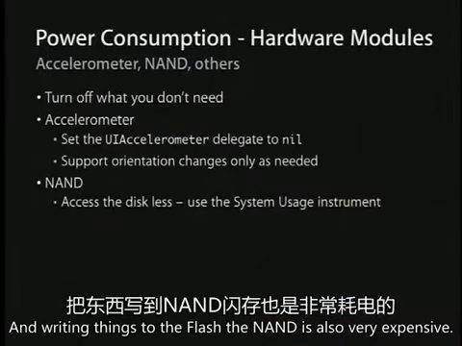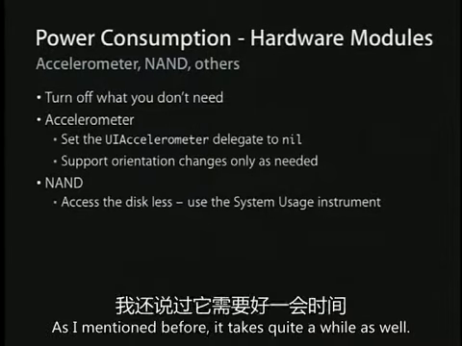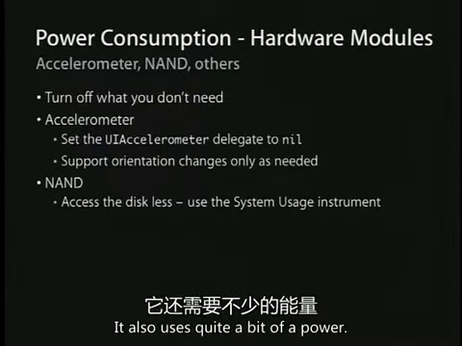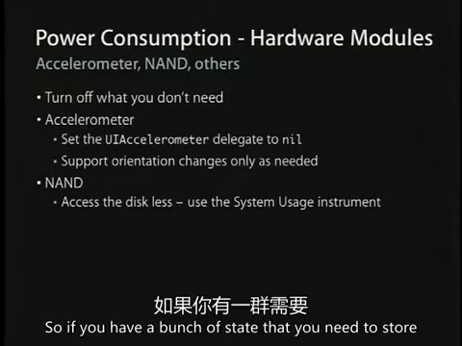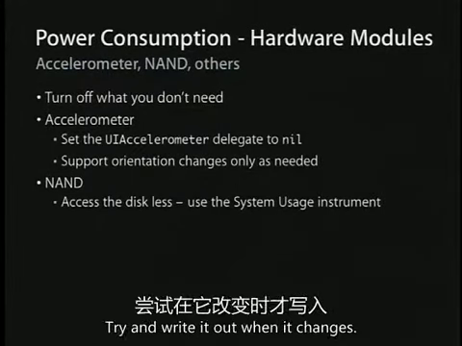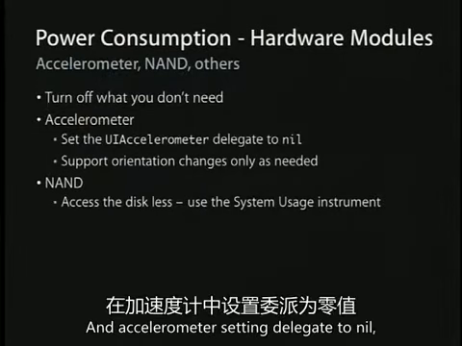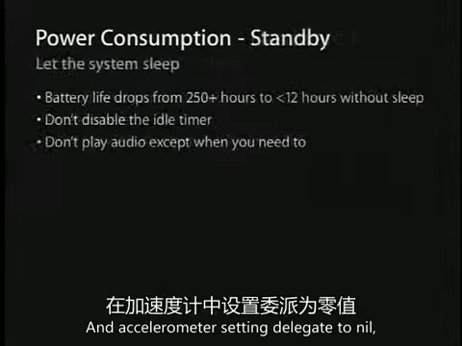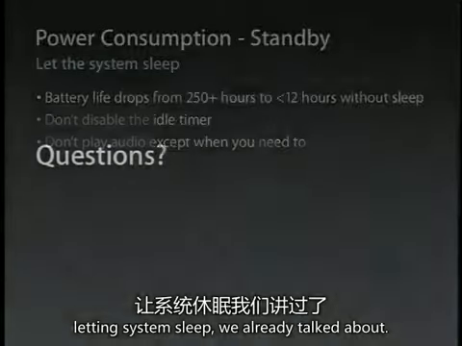Writing things to the flash, the NAND, is also very expensive. As I mentioned before, it takes quite a while as well. It also uses quite a bit of power. So if you have a bunch of state that you need to store out persistently, probably don't want to be writing it out like on a timer every second. Try and write it out when it changes. And for the accelerometer, setting the delegate to nil. Letting the system sleep we already talked about.